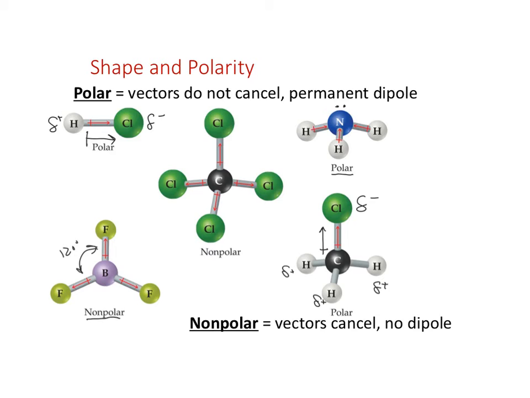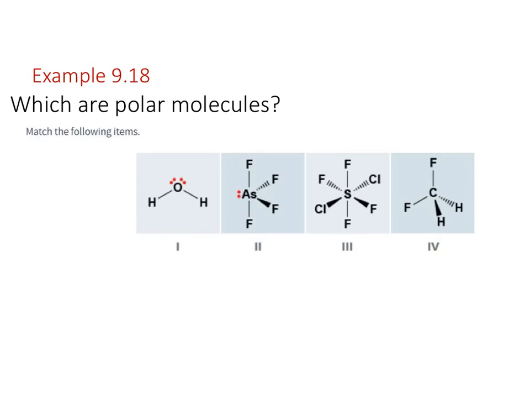So we need to think about, do I have polar bonds? And if I have polar bonds, what is the geometry of the molecule? Based on the geometry, if those polar bonds cancel each other out, or the vectors from those polar bonds cancel each other out, then I could be nonpolar. If those vectors are cumulative or additive, then I could have a polar molecule. So, two questions from the homework that discussed this.